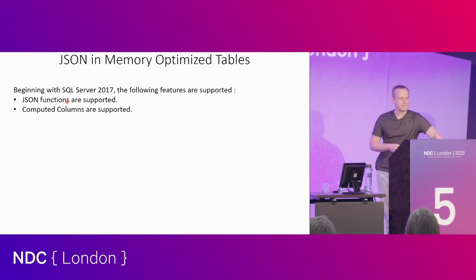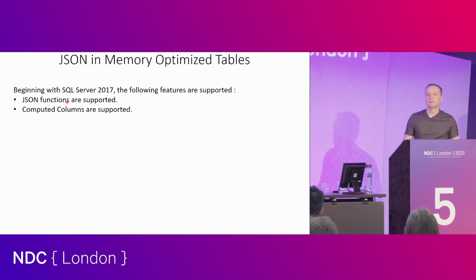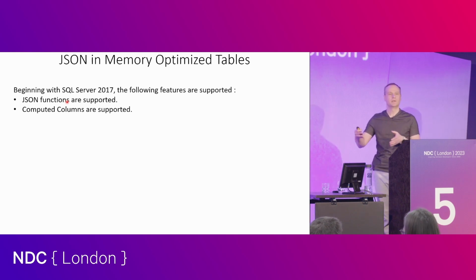So that's going to bring us to JSON. We've covered JSON in the first part. Now you can create JSON in the memory tables, especially in the non-durable tables. So you can cache, and you can create a Redis-like environment for free in SQL Server. On top of that, you can create computed columns, and you can query the JSON documents that you have.